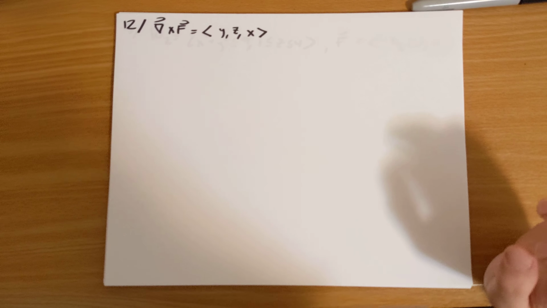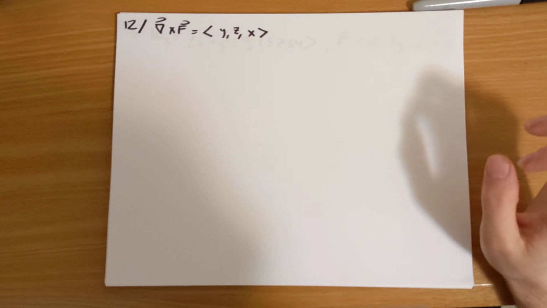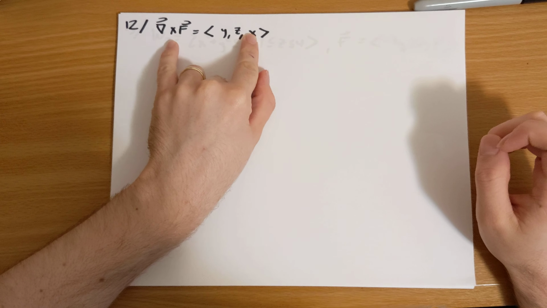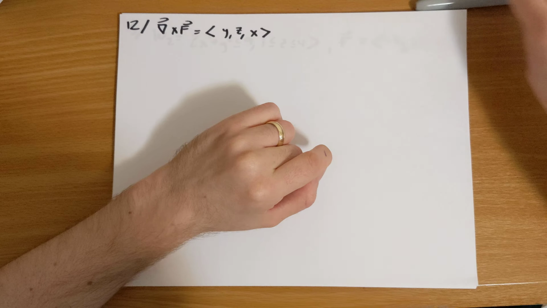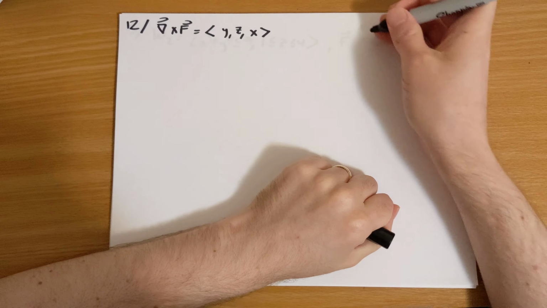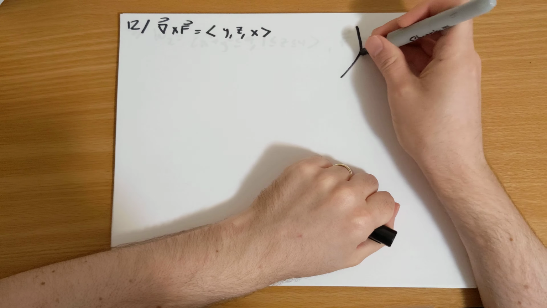Problem number 12. We aren't told specifically what vector field f is in this problem. We're told the curl of f has this formula right here. And then there is a unit square in three-dimensional space.